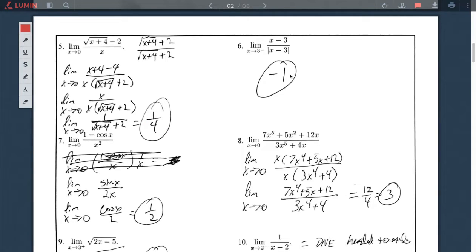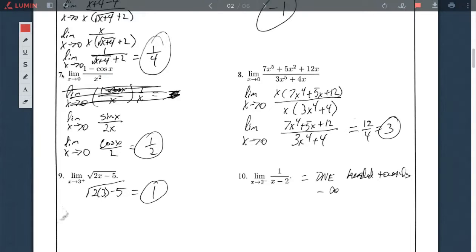On this one, remember on this problem that my answer is always going to be 1 or -1. So I just have to figure out which one it is. I plug in something on the left of 3, so let's plug in 2. 2 minus 3 is going to give me a -1. On the bottom, 2 minus 3 is going to give me a -1, but it turns positive. So I have a -1 on top of a +1, which means my limit is -1.